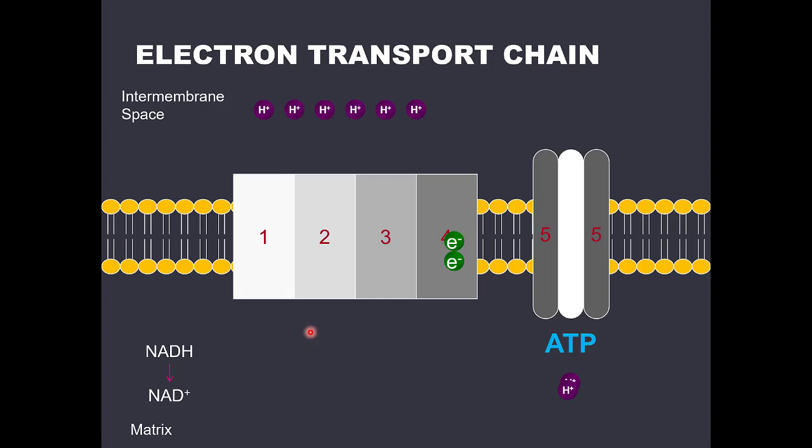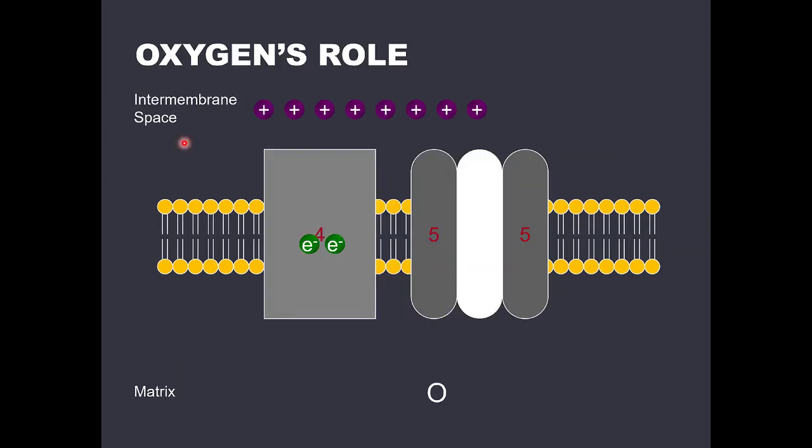So I would make sure you put this into full presentation mode and watch this animation repeatedly until you can understand what is happening with the ETC and how ATP is produced through the ETC. Now the next question is, what happens to those 2 electrons that were passed down the electron transport chain? This is where oxygen comes into play and why aerobic metabolism requires oxygen.